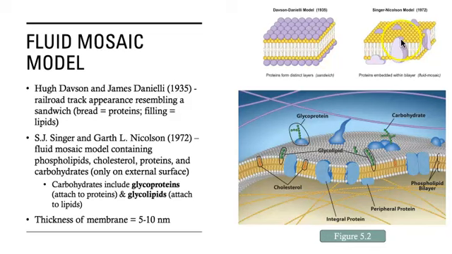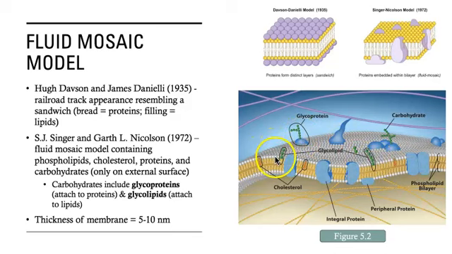And then in 1972 we had another model that was introduced, and that was S.J. Singer and Garth L. Nicolson, that gave this fluid mosaic model where we see the phospholipids and also some cholesterol, our proteins and carbohydrates that we would find on the external surface. And those carbohydrates would include glycoproteins, meaning we've got a carb attached to a protein, and glycolipids. And you can see examples of these over here.